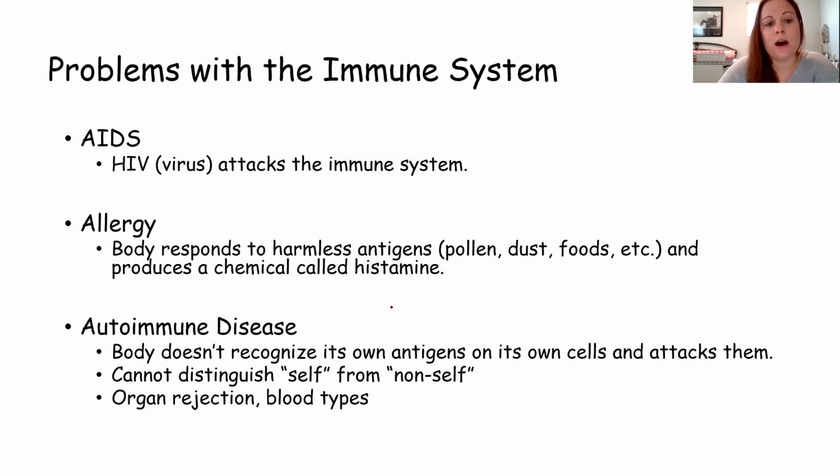So the problem with an autoimmune disease, which means self-immune, is that the body can't distinguish between self and non-self, so it attacks its own cells. This is also seen with organ rejection during transplants, and it can also be a problem during blood transfusions if you don't match blood types.